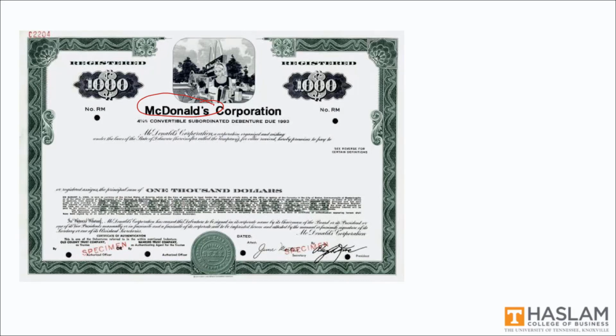Now on this bond, we're going to look for a few really important pieces of information. We want the face value, we want the coupon rate, and we want the bond's maturity. First, let's start with the face value. So the face value is also known as par value or the principal amount of the loan. So we can also say par or principal.